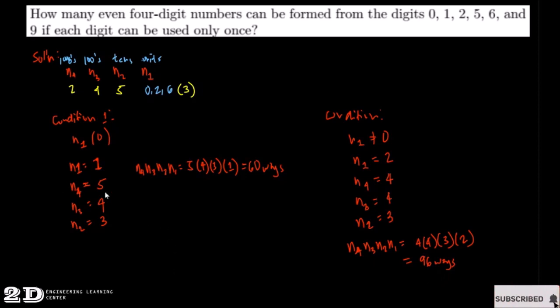ways. And because these two conditions are mutually exclusive, let's call this one N sub A, and this one N sub B. So the total number of ways will be A plus B. Because they are mutually exclusive, we can add them. So N sub AB equals N sub A plus N sub B. So we have 60 plus 96.